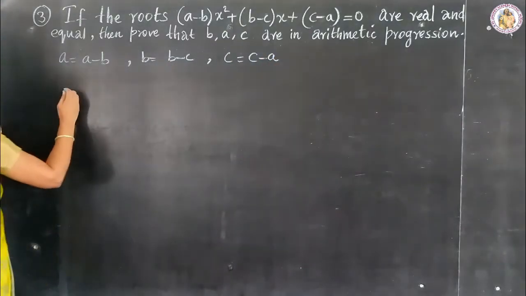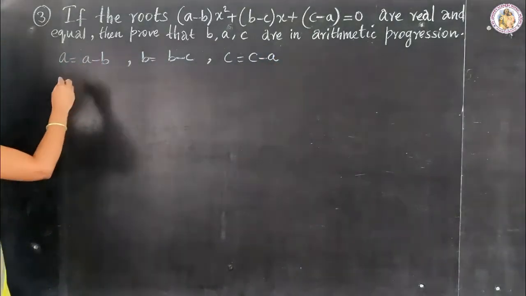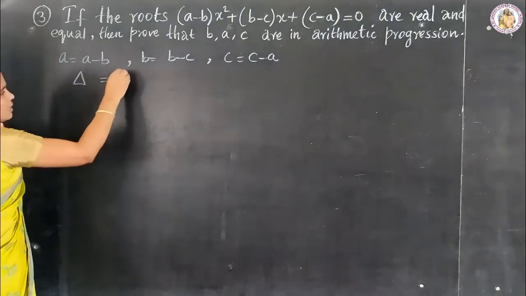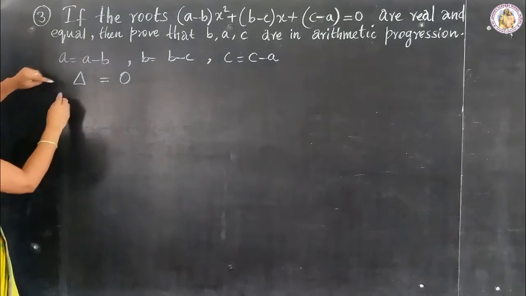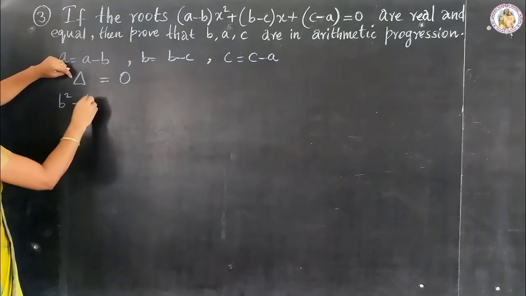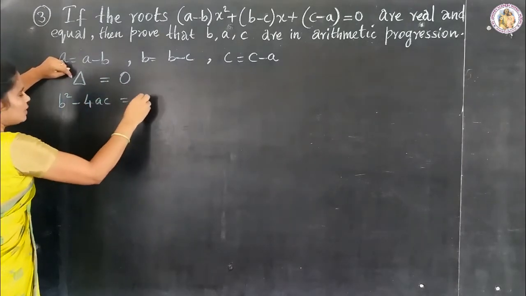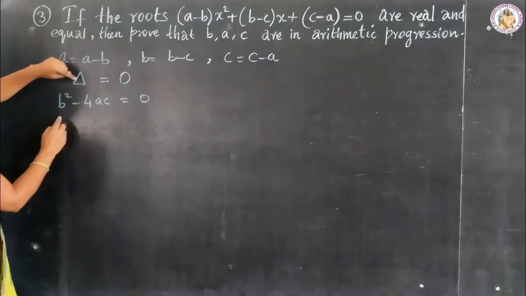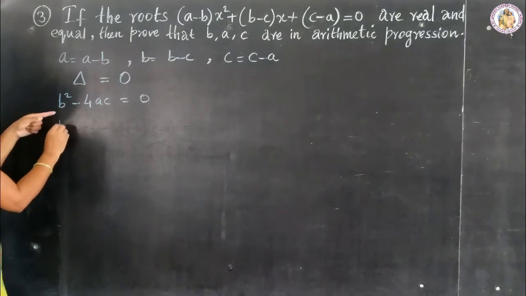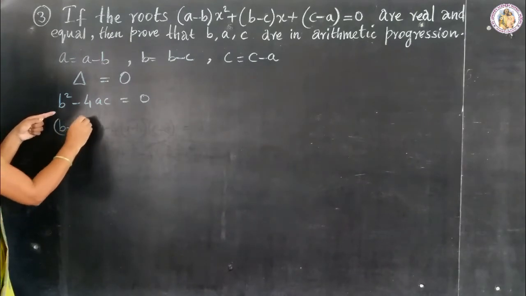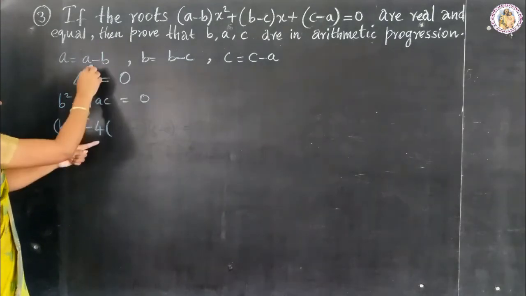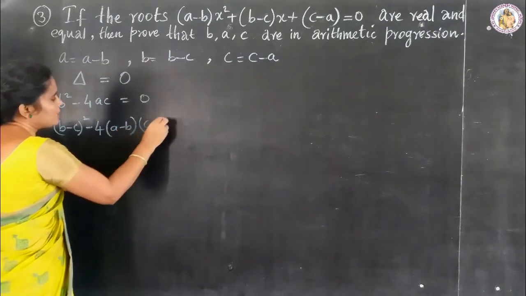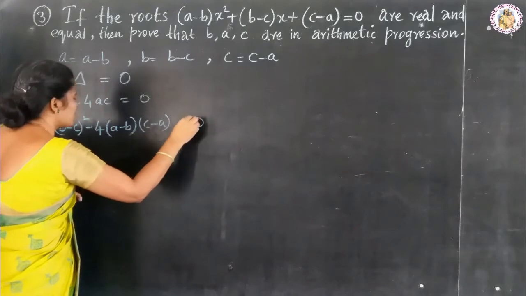Now it is given that the roots are real and equal. So the roots are real and equal, the discriminant is equal to 0. So b square minus 4ac is equal to 0. Substitute the values of a, b and c. So b square is (b minus c) whole square, minus 4 times (a minus b) and (c minus a) is equal to 0.